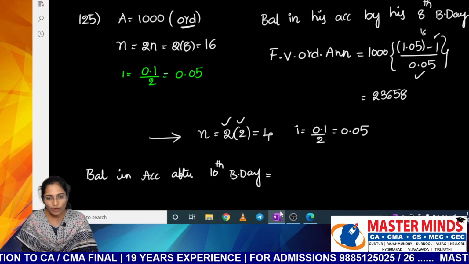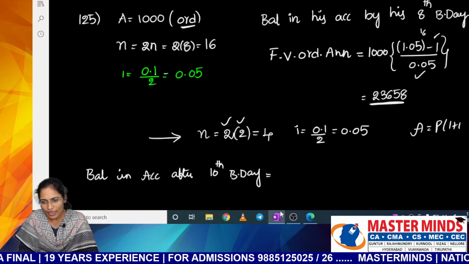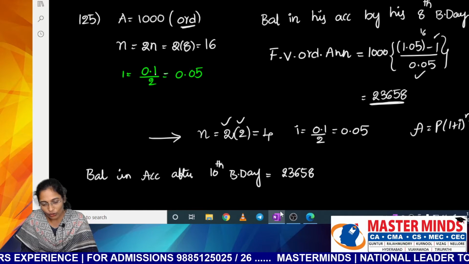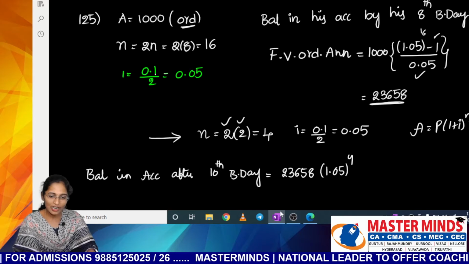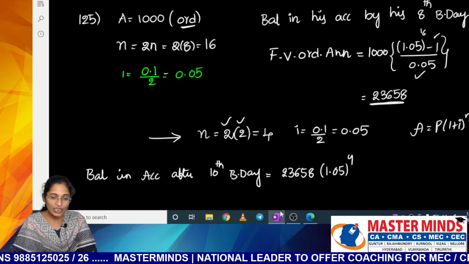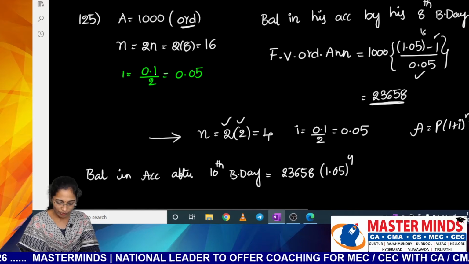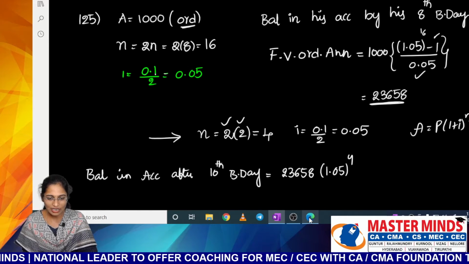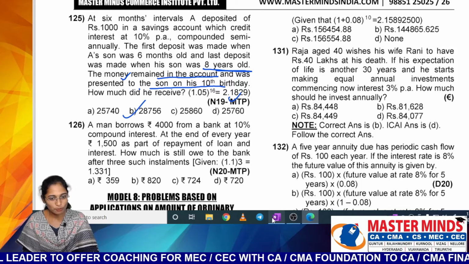So I should write amount equals principal into, what is your principal? Principal into (1 plus I) whole power n. 23,658 into 1.05 whole power 4. Please perform this calculation. Enter 1.05, enter into equals symbol till you reach your fifth step, as you need power 4. Got it? Into 23,658. Tell me your answer. So it's 28,756. Is it available with you? 28,756 is of course option B.